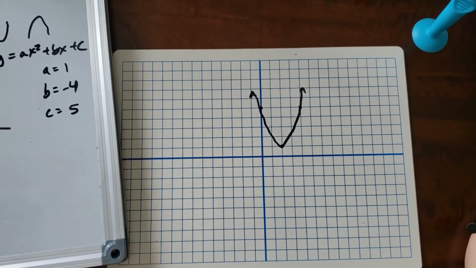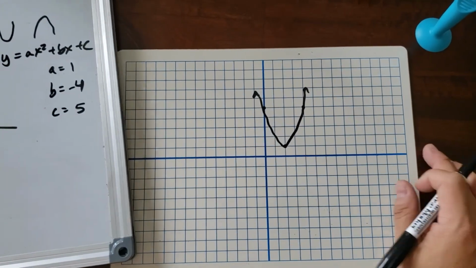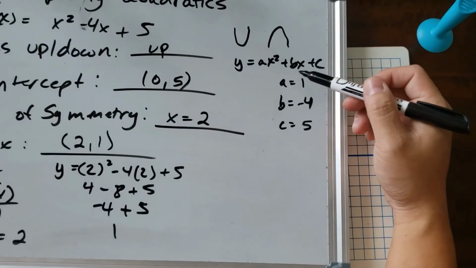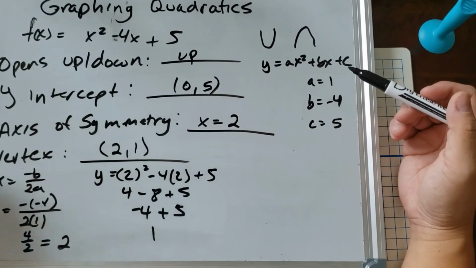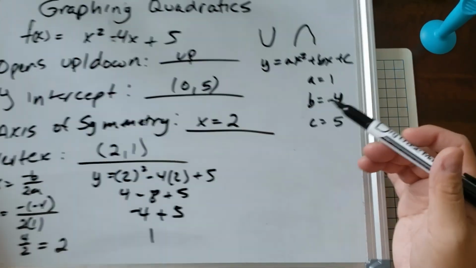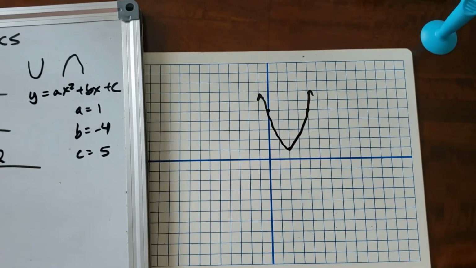Okay? So that's all we need to do in order to graph quadratics. You're going to need to label your a, b, and c, find these pieces of information, and then go ahead and just graph your picture from there.